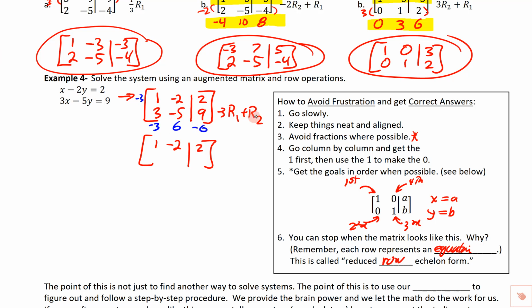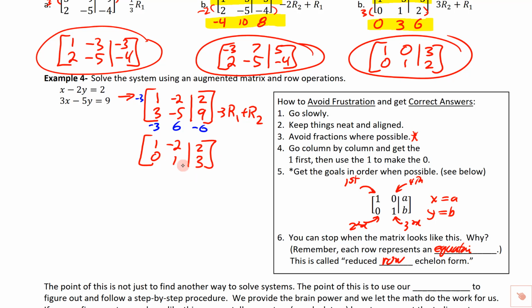So now we're going to replace row 2 with what we get when we add that multiple of row 1. So 3 minus 3 is 0. -5 plus 6 is 1. And 9 minus 6 is 3. So that right there is the second row.